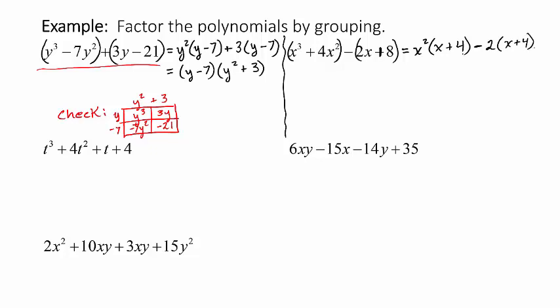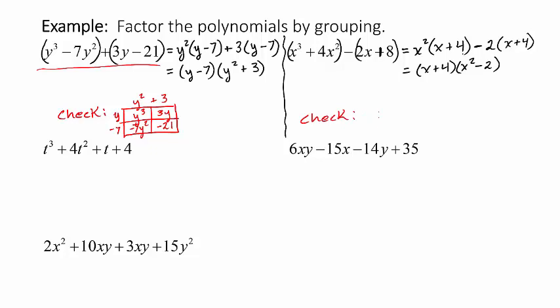Yeah? And again, when we do that distribution back through, you're really distributing the negative 2. So you have negative 2x minus 8, which is what we started with. Okay, now I'm going to yank out an x plus 4, factor that out from both of those terms, and what are we left with? x squared minus 2, right?